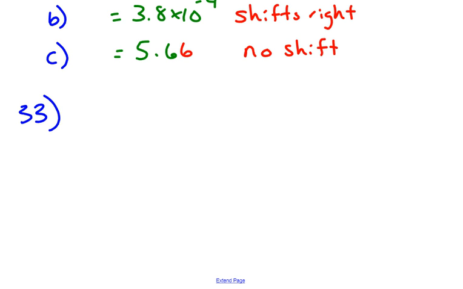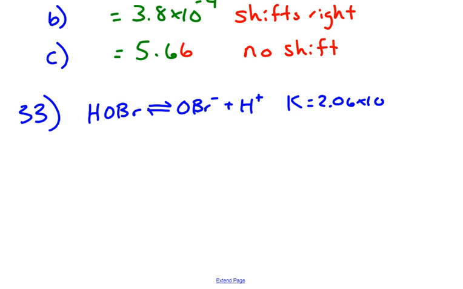33. Keep going through my list. Okay, here we go. So, suggestion. Let me just write this out. It says hypobromous acid dissociates in water according to the following reaction. Calculate the change or concentration of H plus of a solution originally 1.25 molar in HOBr.